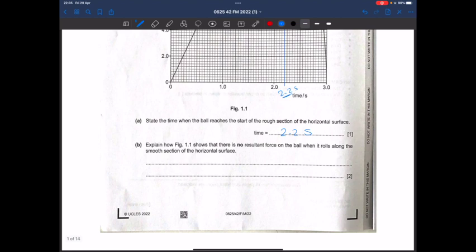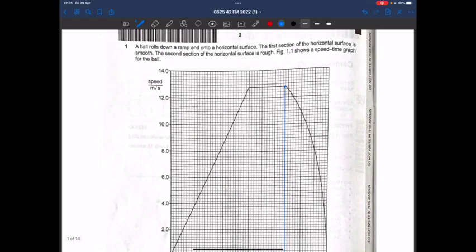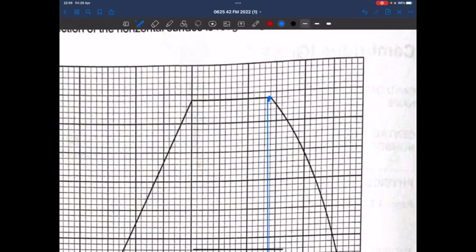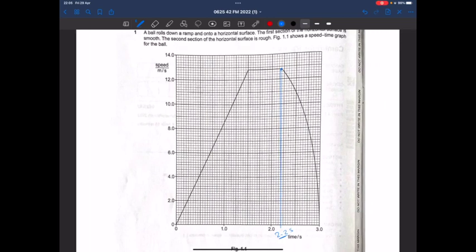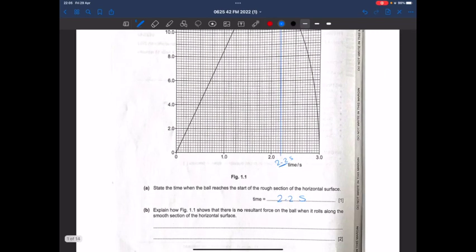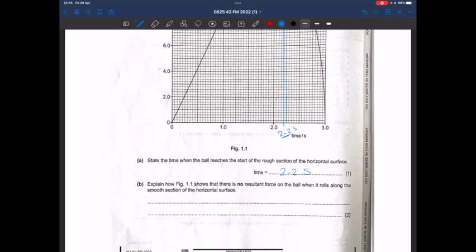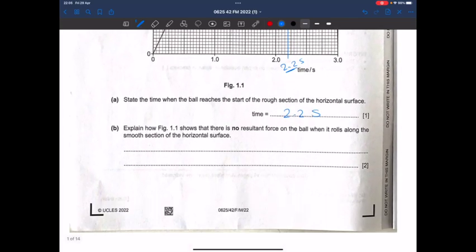The other part of the question: explain how figure 1.1 shows that there is no resultant force on the ball when it rolls along the smooth section of the horizontal surface. During this part of time, when it moves over the horizontal smooth surface, the speed was constant, the direction was constant, so the acceleration is zero. I mean, the slope is zero, so there is no resultant force. So I could write that down here.